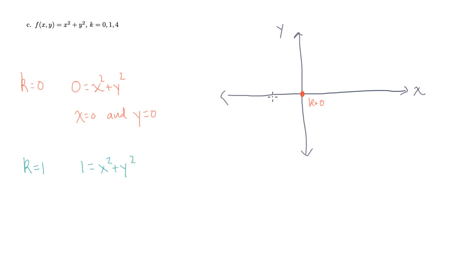But this is just the unit circle. Oops, negative 1, 1, 1, negative 1. So we just have the unit circle. Those are going to be all the points for which the function outputs 1. So this is k equals 1. And then for 4, we'll have 4 is equal to x squared plus y squared, but this is just a circle of radius 2.